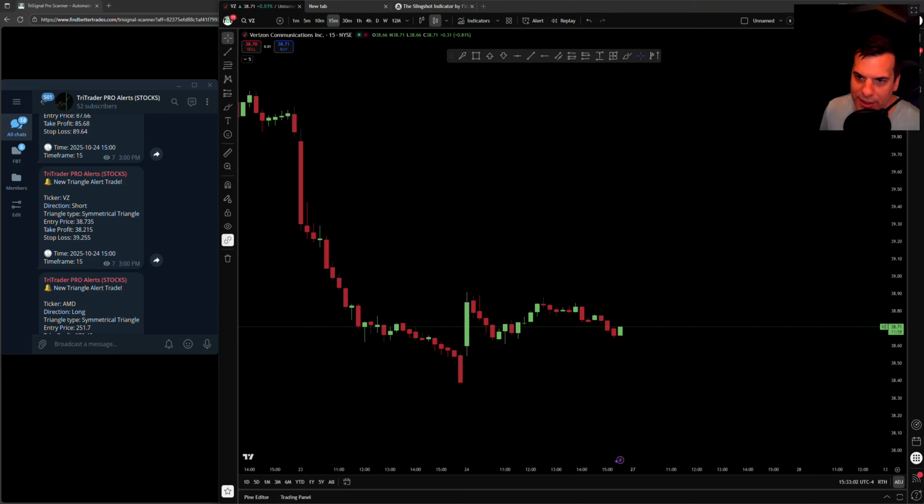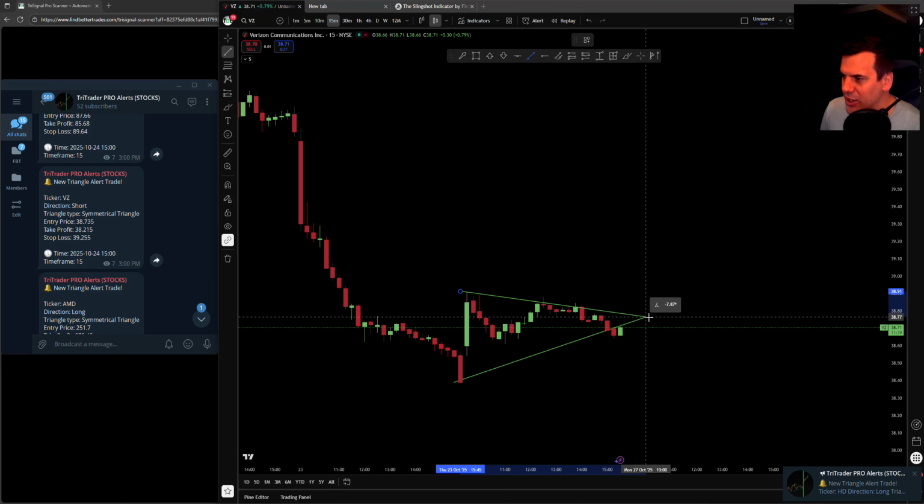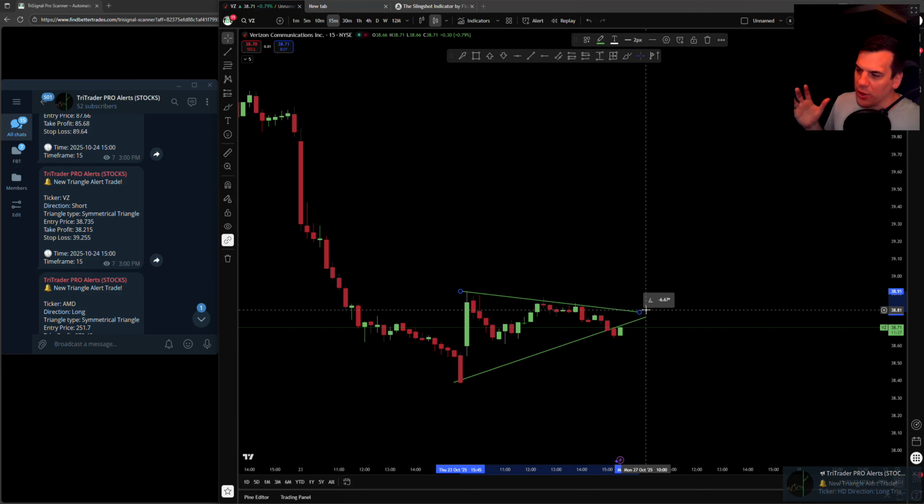Essentially, right here, we have a Verizon. We literally just got this signal 33 minutes ago. This was a Verizon short symmetrical triangle, and here's the chart right here. You can actually see it, and I can even draw that symmetrical triangle. This was 30 minutes ago, so it was something like this on the chart, a beautiful looking symmetric triangle.